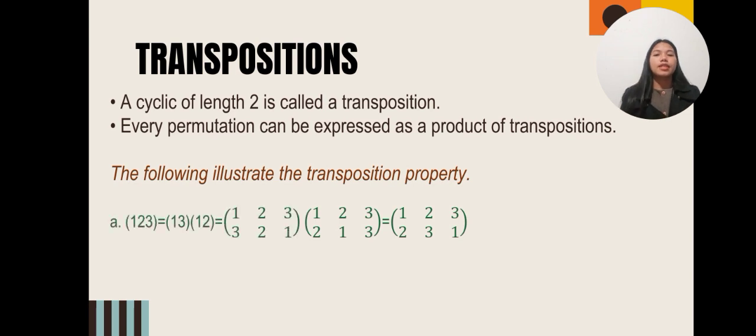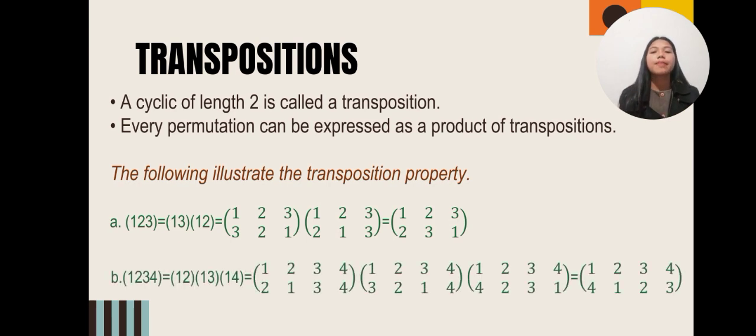Okay, so a. We have here (1 2 3) equals the single cycle (1 3) times the single cycle (1 2). So it is equal to the quantity of 1, 2, 3 mapped to 3, 2, 1 times the quantity of 1, 2, 3 mapped to 2, 1, 3, which equals 1, 2, 3 mapped to 2, 3, 1.